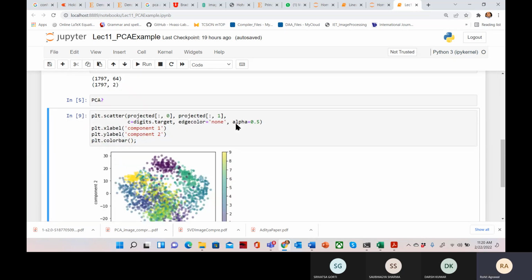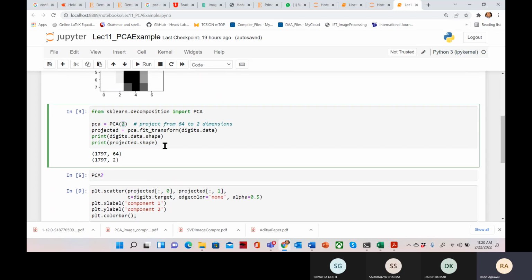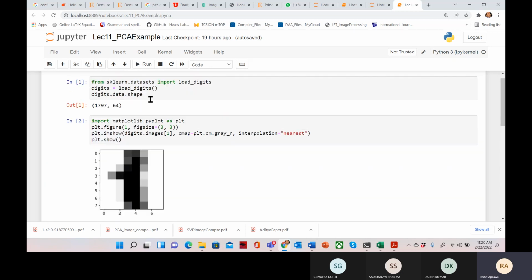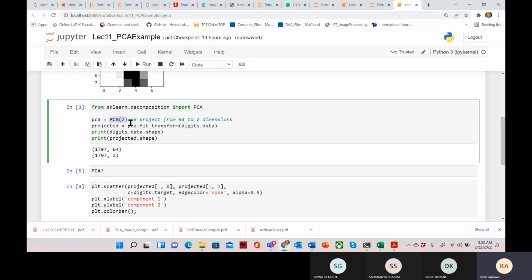So I'm just using two components. That means I'm using only two. I will take the two most relevant components. Out of these 64, we will just have two components. So PCA is equal to PCA(2). And then we will use our data set, that is digits.data, and we will fit and transform this.